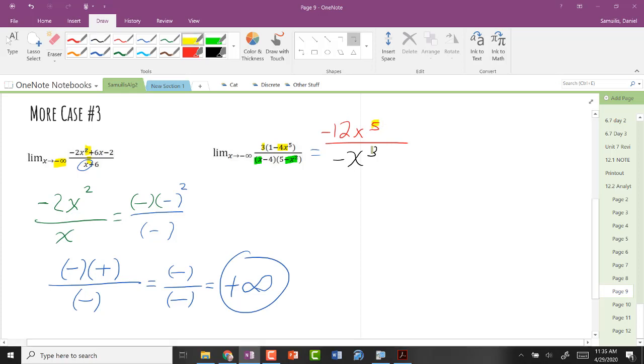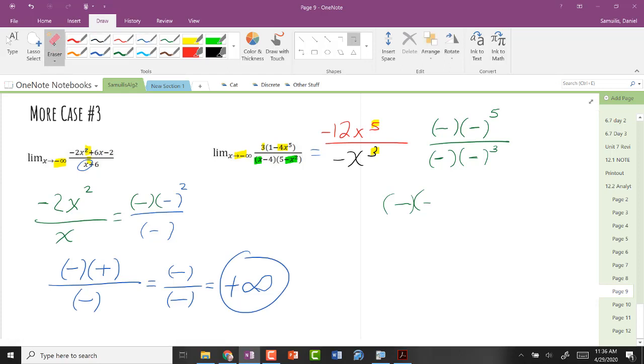All right, so the degree of the numerator is greater than the denominator. We are headed towards negative infinity. So I have a negative leading coefficient. The negative 12 is negative. I'm taking a negative number to a 5th power. In the denominator, I have a negative leading coefficient, and I'm taking a negative number to a 3rd power. What's a negative to the 5th? It's still going to be a negative number. Any negative to an odd number is going to remain negative.